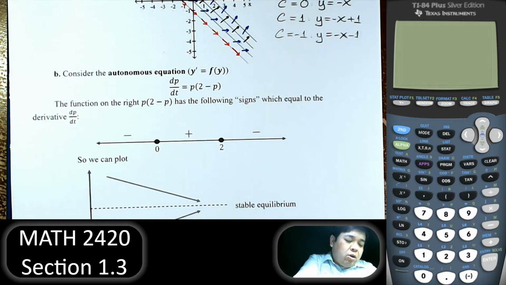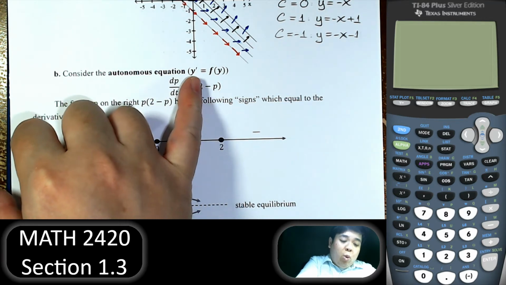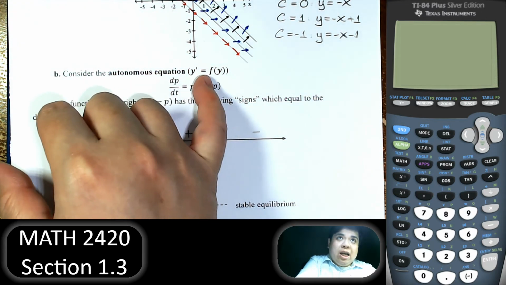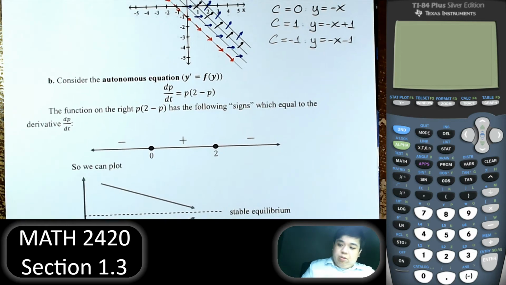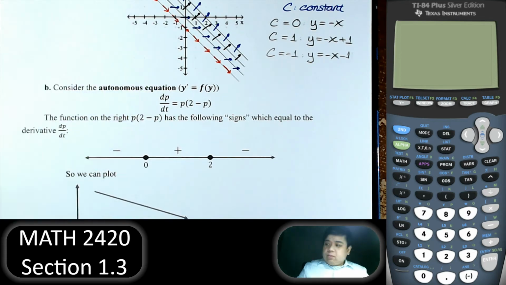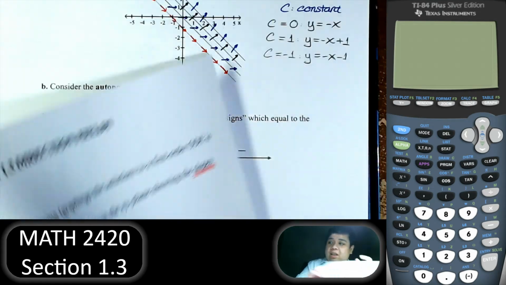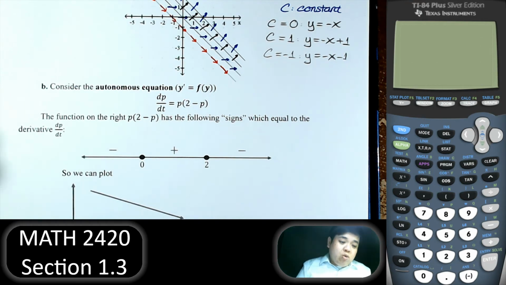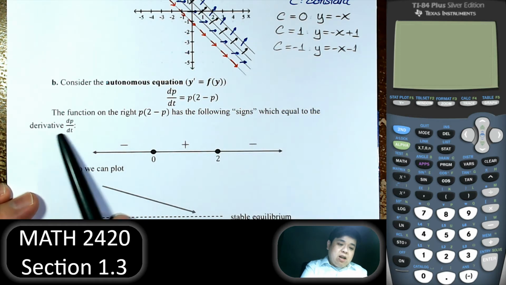Some more examples. Consider the autonomous equation. This is an autonomous equation where the slope depends only on y, only on the dependent variable. The previous equation only depends on x, on the independent variable. This one depends only on y, and we call that an autonomous equation. When we look at this equation, the function on the right has signs to follow.